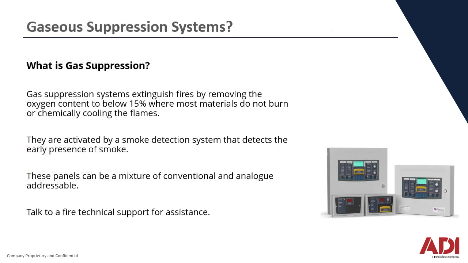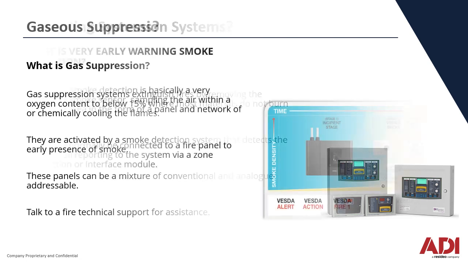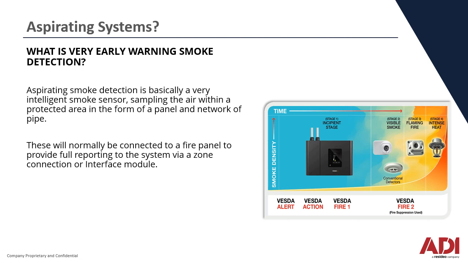So, what is gas suppression? Gas suppression systems extinguish fires by removing the oxygen content to below 15%, where most materials do not burn, or chemically cool the flames by removing one of the elements from the fire triangle. They are activated by smoke detection in the normal way, with conventional or addressable sensors that detect the early presence of smoke. These panels can be a mixture of conventional and analog addressable. However, the panels, peripherals and addressable equipment will be manufacturer and protocol specific.